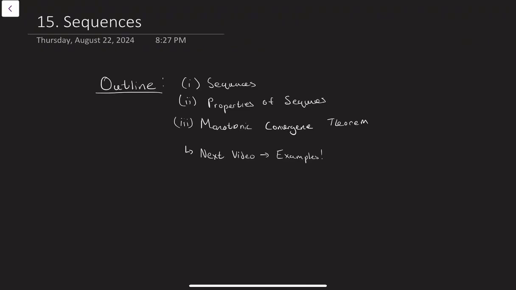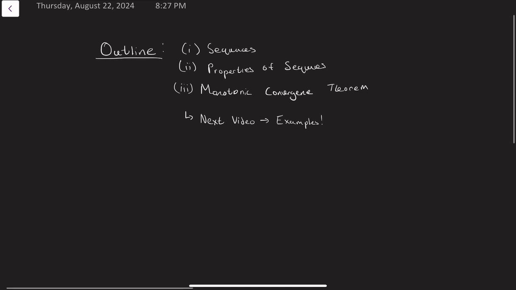In today's videos, we're going to be speaking about sequences. So we're going to define what a sequence is, talk about some properties and what they look like. Then we're going to speak about monotonic and bounded sequences, and then talk about the monotonic convergence theorem. And in the next video, we're going to go over a lot of example problems to illustrate the learning from today's video. So without further ado, let's begin.